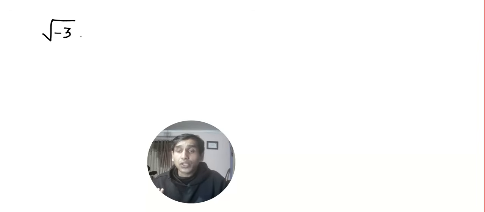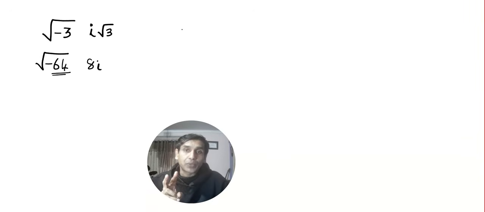How do you find the square root of minus 3? Very simple. You find the square root and multiply it by i. Suppose I want root under minus 64. Very simple. You find the square root of 64 and put an i.